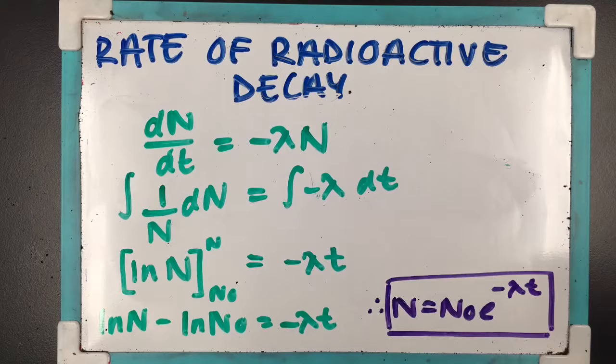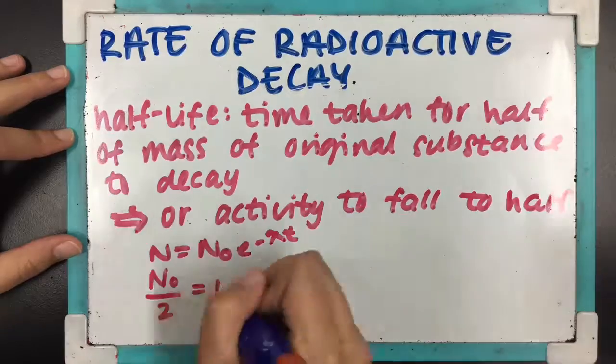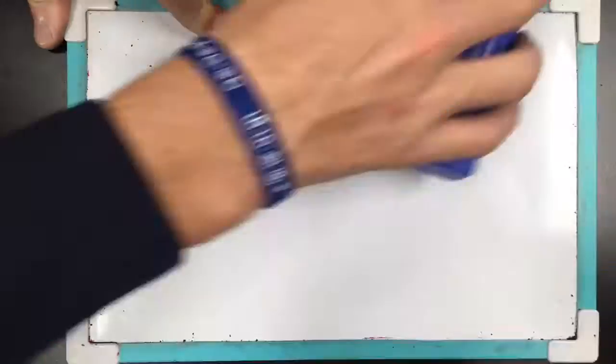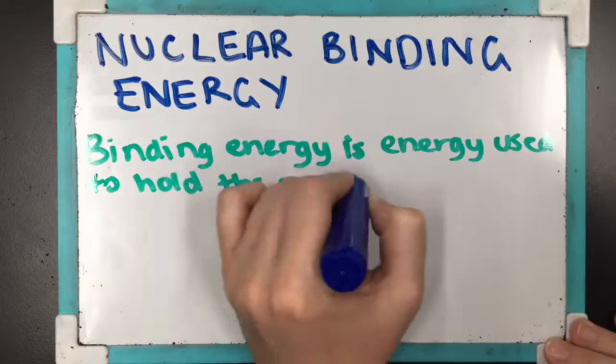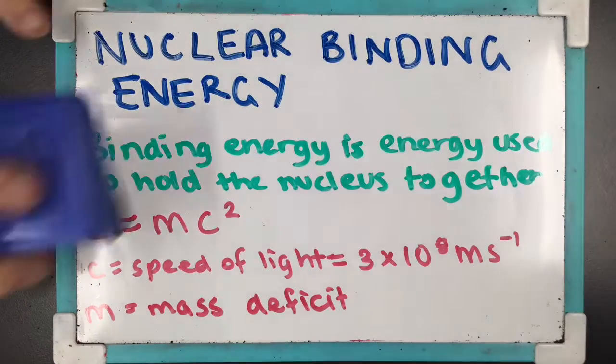where N0 equals initial number of nuclei, t equals time that has passed, and N equals number of nuclei remaining at time t. The exponential term is the fraction remaining at time t. Half-life is the time taken for half of the atoms of a nuclide within a sample to decay. Alternatively, the time taken for the activity of a sample of a radioactive nuclide to reduce to half its initial value. Nuclear binding energy is the energy used to hold the nucleus together, converted from the mass deficit following E equals mc squared.